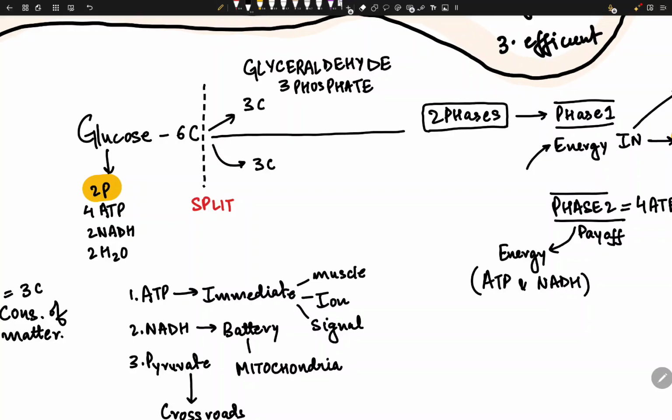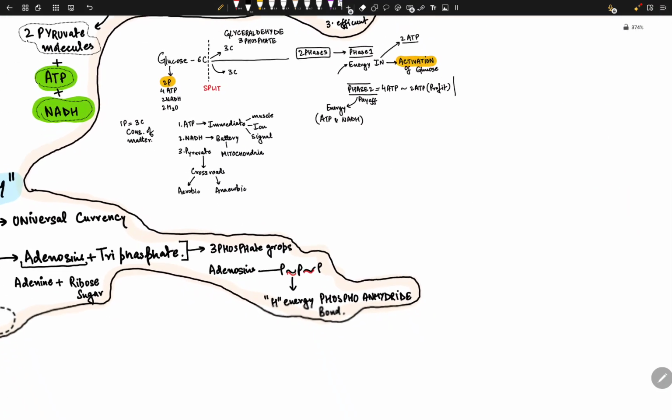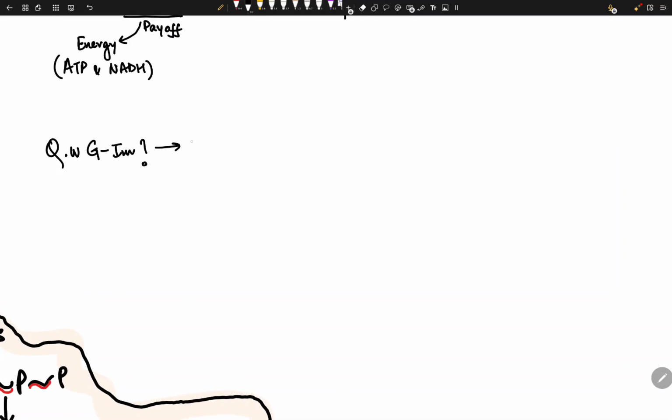So why doesn't glucose split immediately? You can think about it. Because glucose is very stable right now. First, the cell changes it. Let's talk about it. Why doesn't glucose split immediately? Well, glucose is super duper stable, right? 6 carbon glucose is very stable. The cell needs to change it.